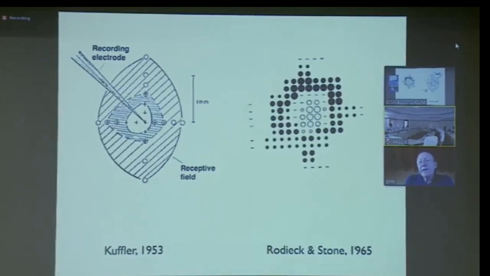Here is a slightly more advanced version. Here I was alive in 1965. I was in primary school. And here you see a computer, one of the first uses of computer control to analyze visual system activity, from Bob Brodeck and Jonathan Stone. And here they programmed a computer to place spots of light at different distances from the receptive field or within the receptive field of the cell.